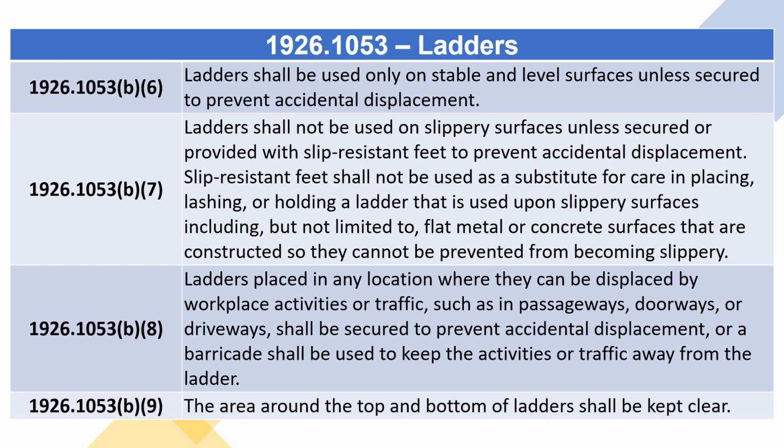1926.1053(b)(8). Ladders placed in any location where they can be displaced by workplace activities or traffic, such as in passageways, doorways, or driveways, shall be secured to prevent accidental displacement, or a barricade shall be used to keep the activities or traffic away from the ladder. 1926.1053(b)(9). The area around the top and bottom of ladders shall be kept clear.